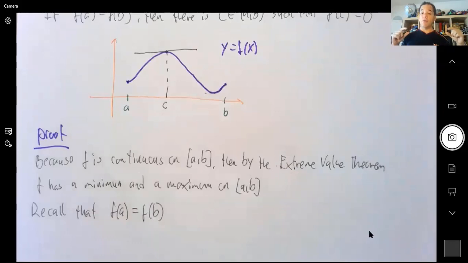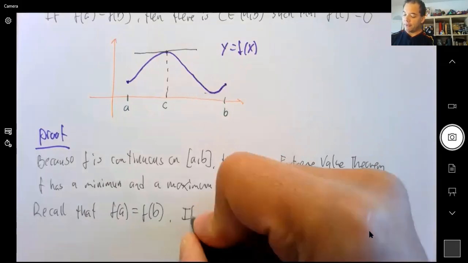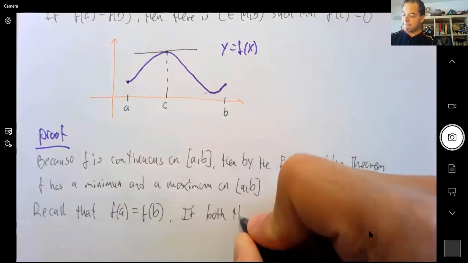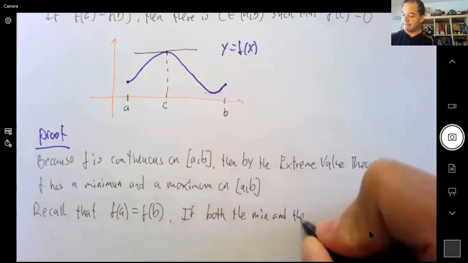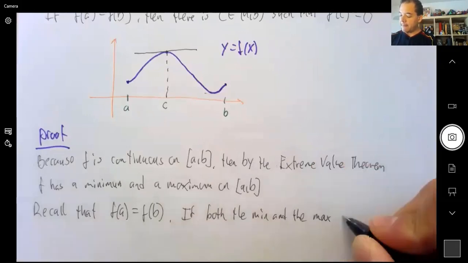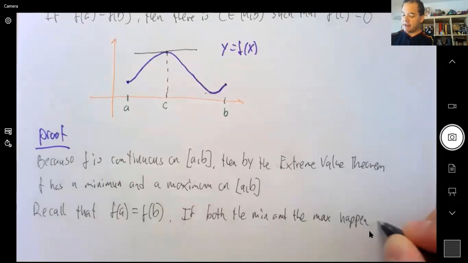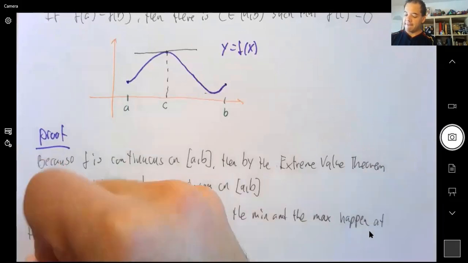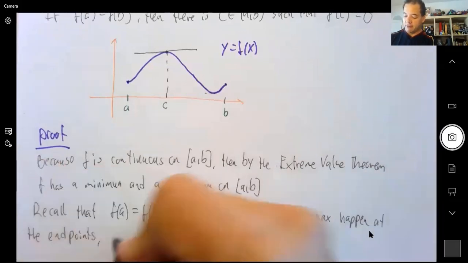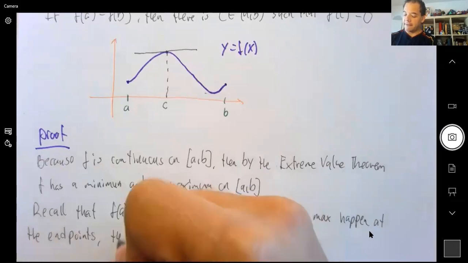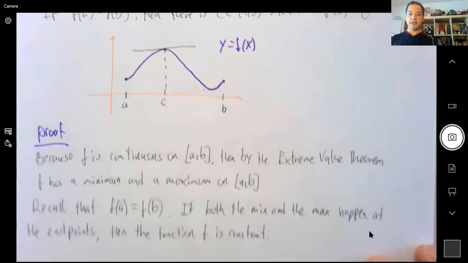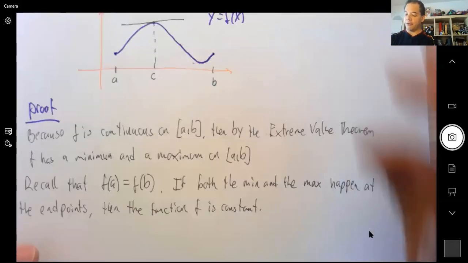Now, if the minimum or the maximum, if one of them, what is it I want to say? If both of them happen at the endpoints, if both the min and the max happen at the endpoints, well, then the function is constant, right? Isn't that clear? So you have the same height for A and B.